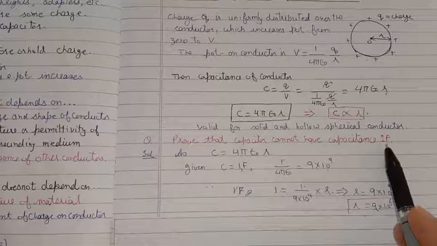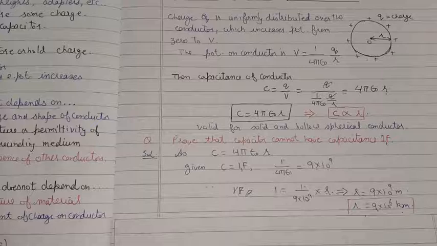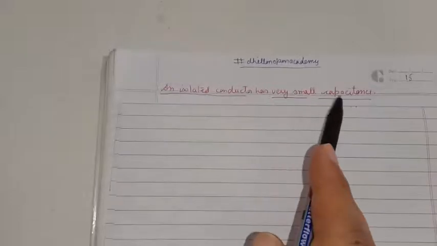That's why the capacitors used in our electrical circuits, their capacitance is measured in terms of milli, micro or nano or picofarads. Next, an isolated conductor has a very small capacitance. There are some problems associated while storing the charge on a conductor, due to which its capacitance or charge storing ability is very small.